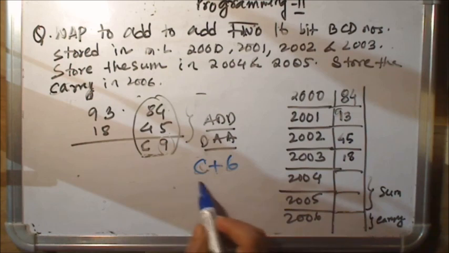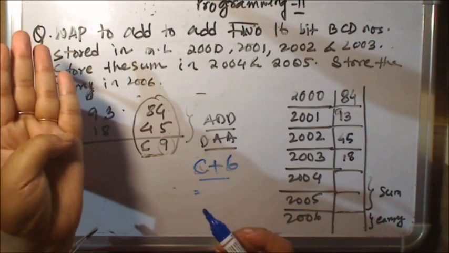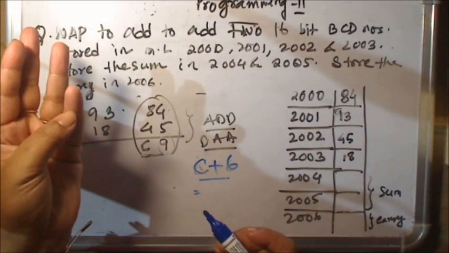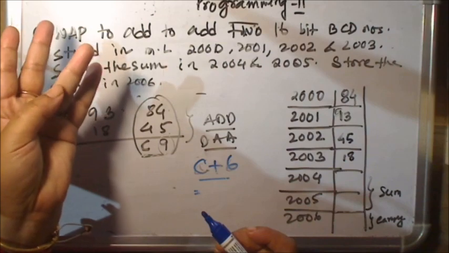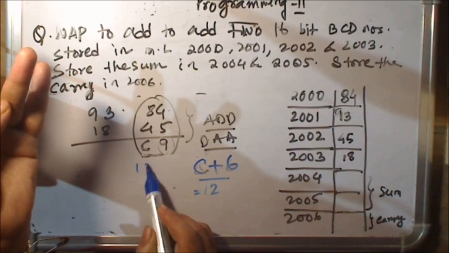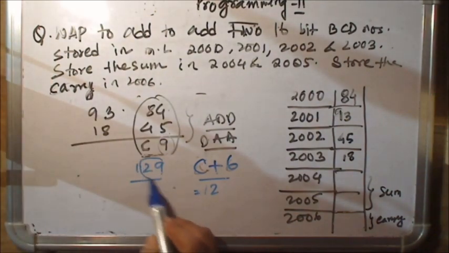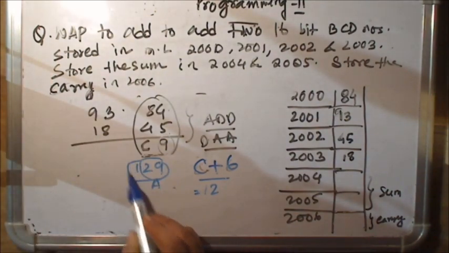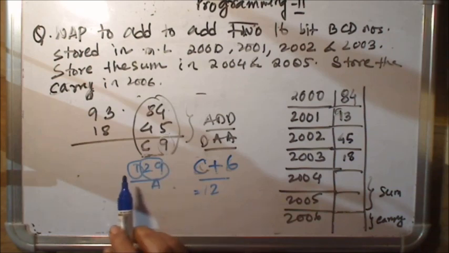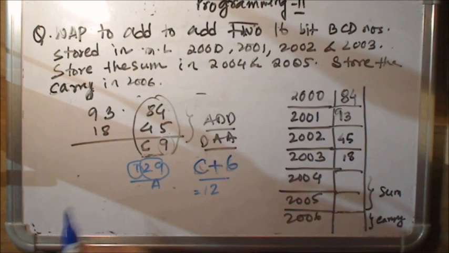Now C plus 6 is 12, right? How? C, then D, E, F, 1 0 1 1, then 1 2. Okay, so C plus 6 is 12. So your answer is 1 2 9. Understood? So 29 is in A, and the 1 is in the carry flag. So 84 plus 45, as decimal addition, has given you 129. So your lower byte addition is complete.